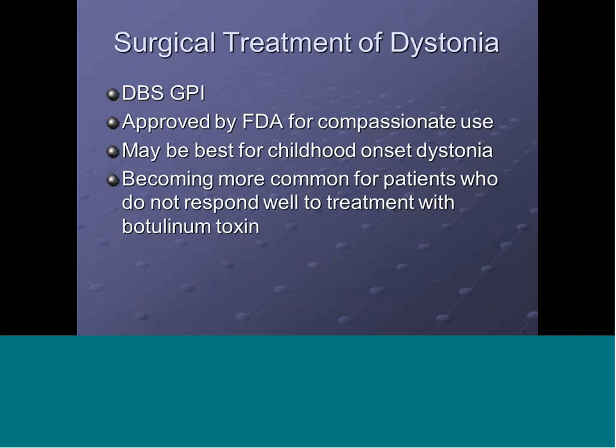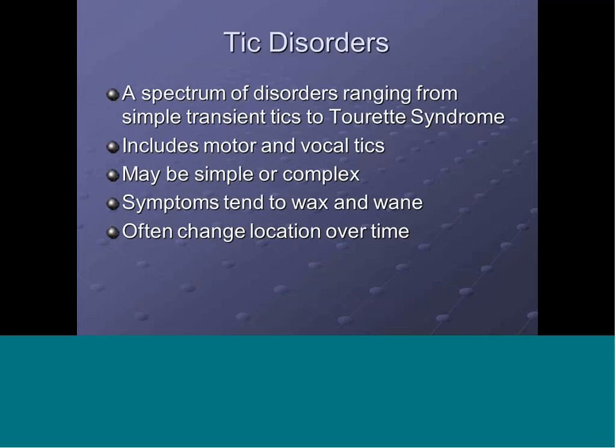And as far as surgical treatment of dystonia, DBS of the GPi nucleus or globus pallidus interna has been approved on a compassionate basis, because this is a very debilitating condition, and until botulinum toxin came out, it was very hard to control. Tic disorders. This is a spectrum of disorders ranging from simple transient tics to Tourette syndrome.